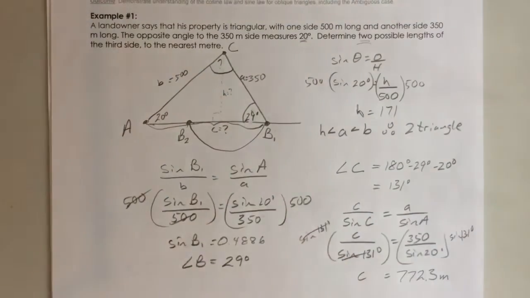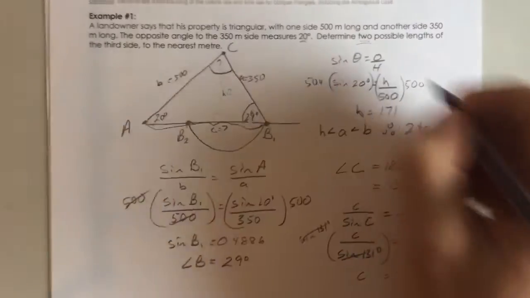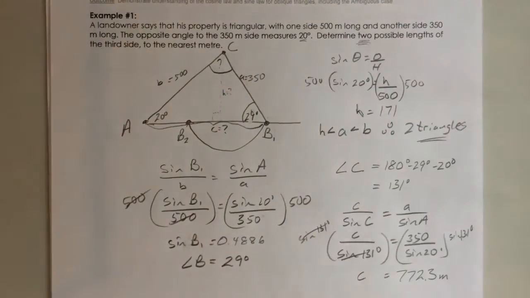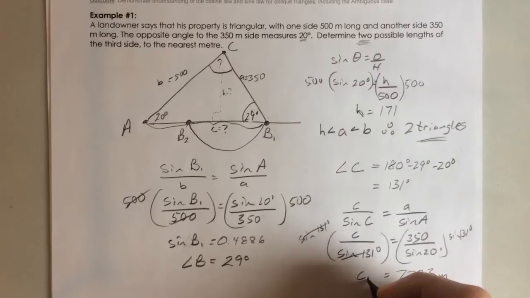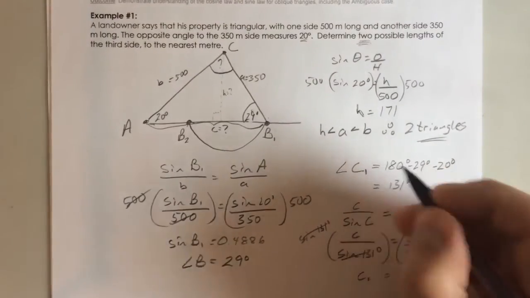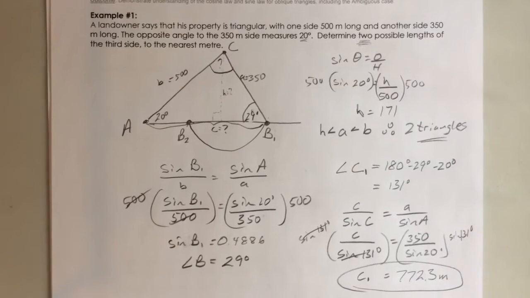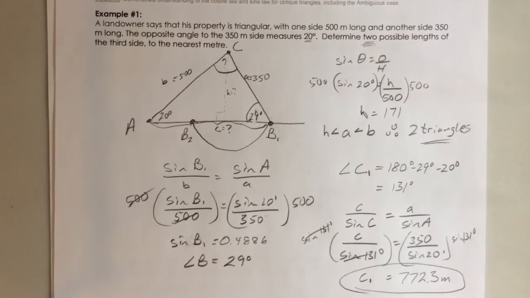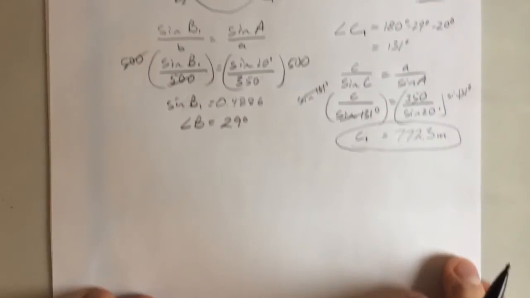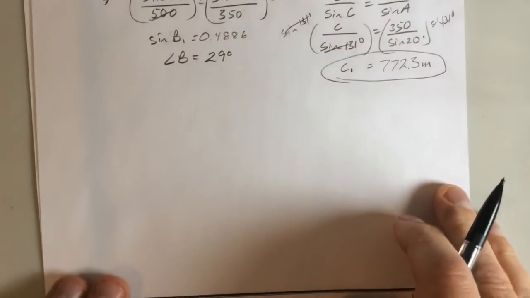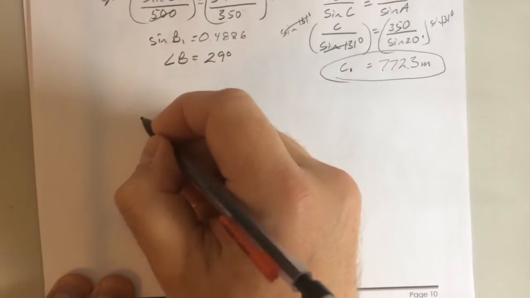Now, we know that we have two triangles, or two possible answers. This is actually the first answer that we've got, so this would be C1, B1. That's one of our possible answers. Now we've got to try to figure out the other answer. So let's move this down. This was this triangle here.